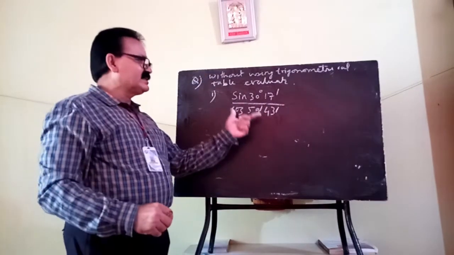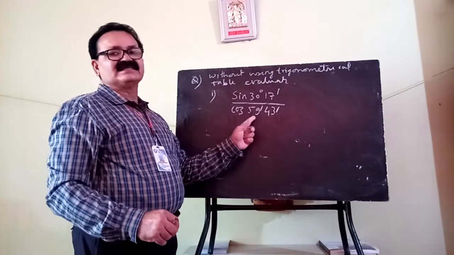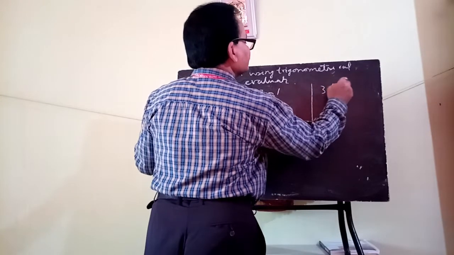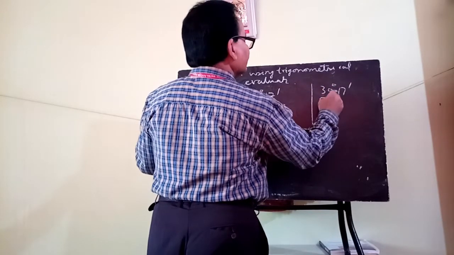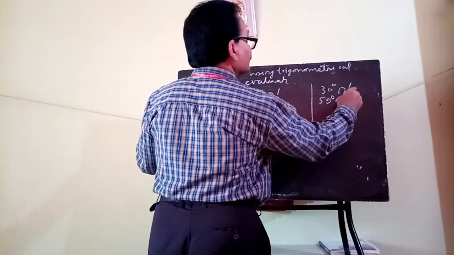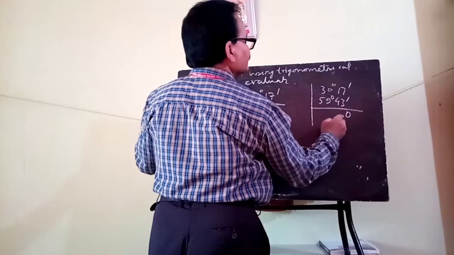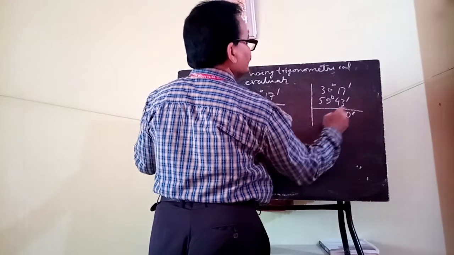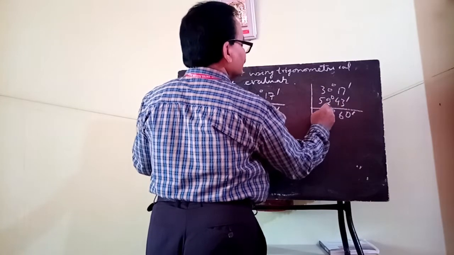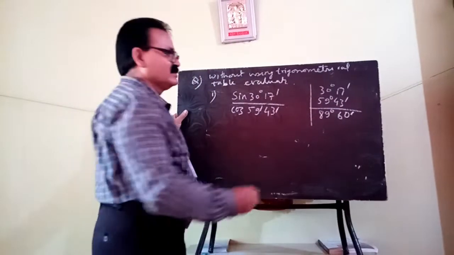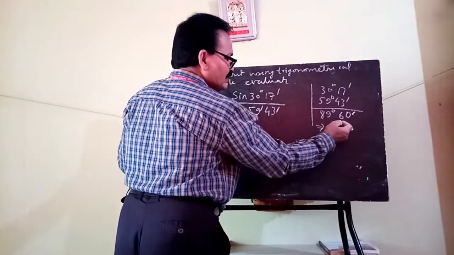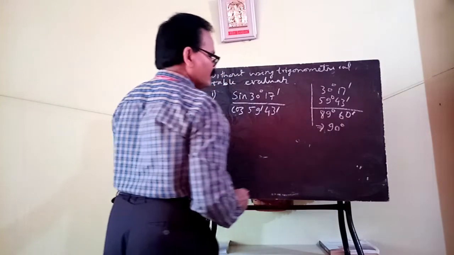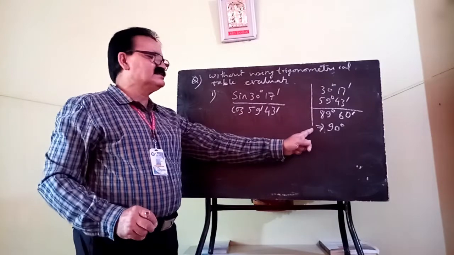Now you have to first check whether the sum of these two angles is 90 degree or not. For checking, you write 30 degree 17 minute and 59 degree 43 minute. If you add these, you get 89 degree 60 minute, which implies 60 minute is converted into 1 degree, then 89 plus 1 is 90 degree. So that means the sum of these two angles is 90 degree.